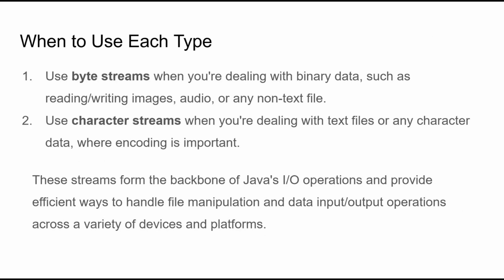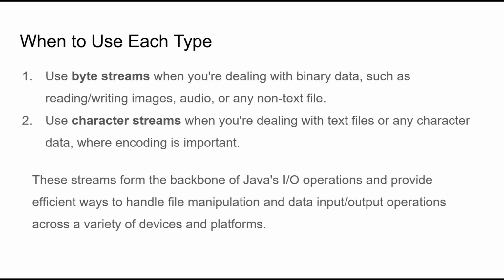Let's say, use byte streams when we are dealing with binary data such as reading or writing images, audio, or any non-text files. But we need to use character streams when we are dealing with text files or any character data where encoding is important. Okay, so both character streams and byte streams are the backbone of Java IO operations. They provide an efficient way to handle file manipulation and data input output operations across a variety of devices and platforms.